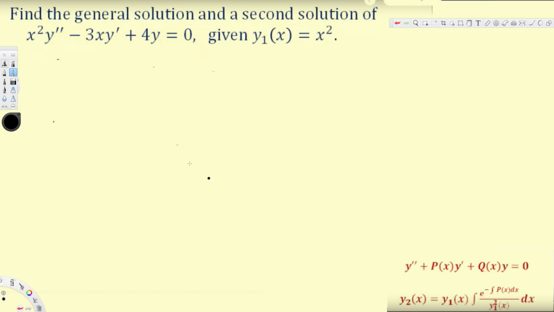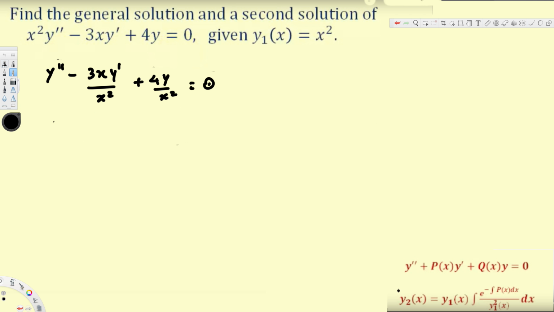That's the main thing. Now if you look at our differential equation, we have x squared y double prime minus 3x y prime plus 4y is equal to 0. So we have to turn the first term's coefficient into 1. In order to do that, we can divide everything by x squared, and this is going to become y double prime minus 3x y prime divided by x squared plus 4y divided by x squared is equal to 0. Now after we do this, we can apply the shortcut method.